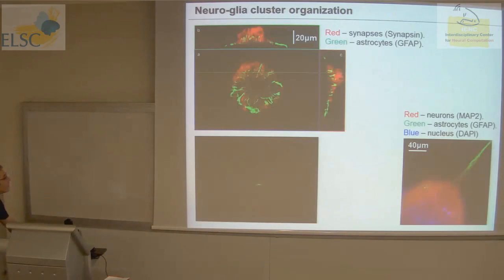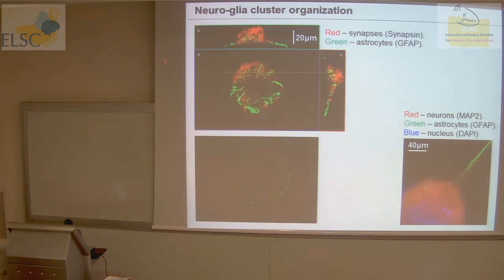So I don't want to get too much into the organization of those clusters, but I just want to say a few things. This is an image of one cluster. The synapses are stained in red, and the glia cells, the astrocytes, in green. And this is a cross-section, a cut in the z-axis of a different cluster. And you can appreciate that the connectivities here are very intricate.